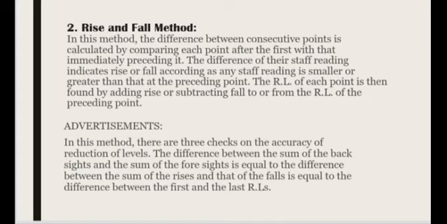In this method, there are three checks on the accuracy of reduction of levels. The difference between the sum of the backsights and the sum of the foresights is equal to the difference between the sum of the rises and the sum of the falls, and is equal to the difference between the first and the last RLs.